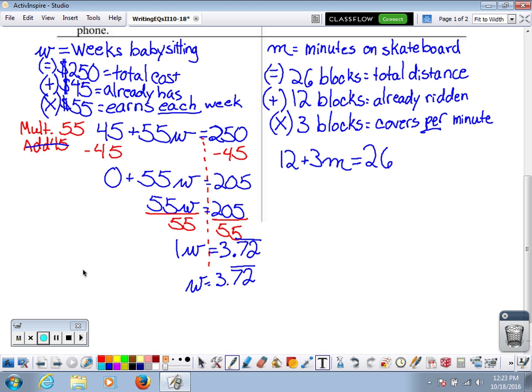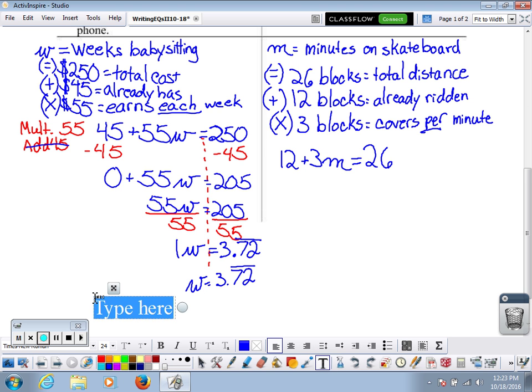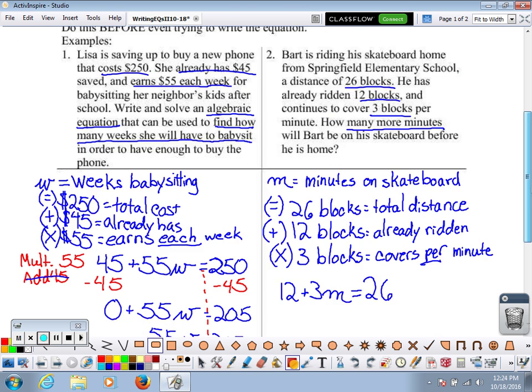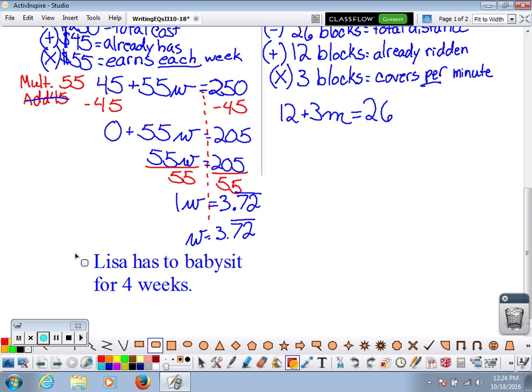So we'll say Lisa has to babysit for 4 weeks. Okay, now ask yourself, does that seem reasonable? Does it seem reasonable that she's going to work for like a month to save up the money to buy something she wants? Does that seem reasonable? Sure, saving up money in a month? Yeah, we can do that.